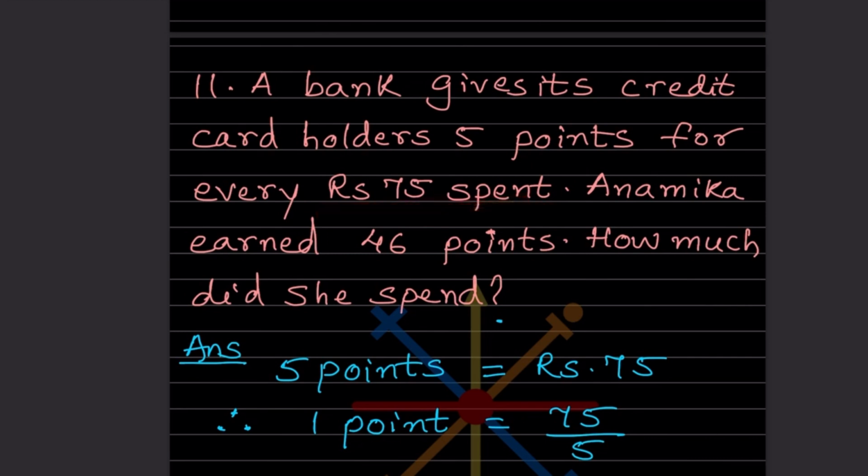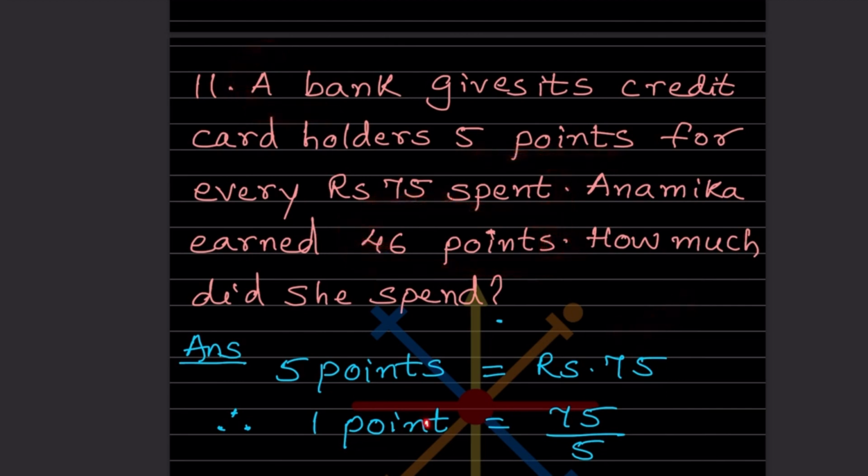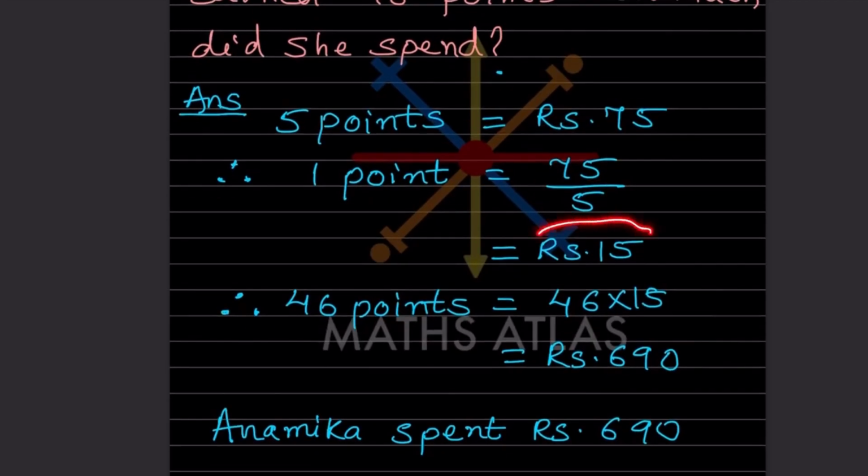So Anamika earned 46 points, and how much did we spend? Now look at the first sentence. What does this say? 5 points are there for 75 rupees. So first thing, we cannot do it directly, we are not going to see the 46 points. So we'll see for 1 point. For 1 point, again we are going to cross multiply. So 1 into 75 is 75, and this is going to get divided. So it is going to be rupees 15.